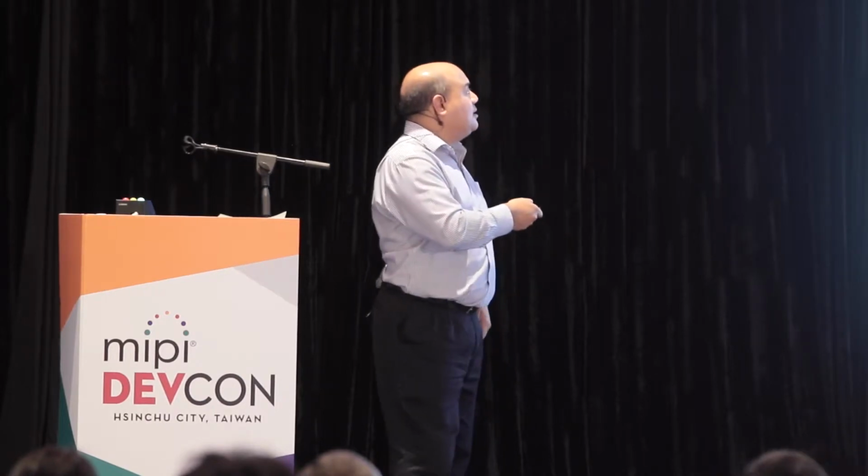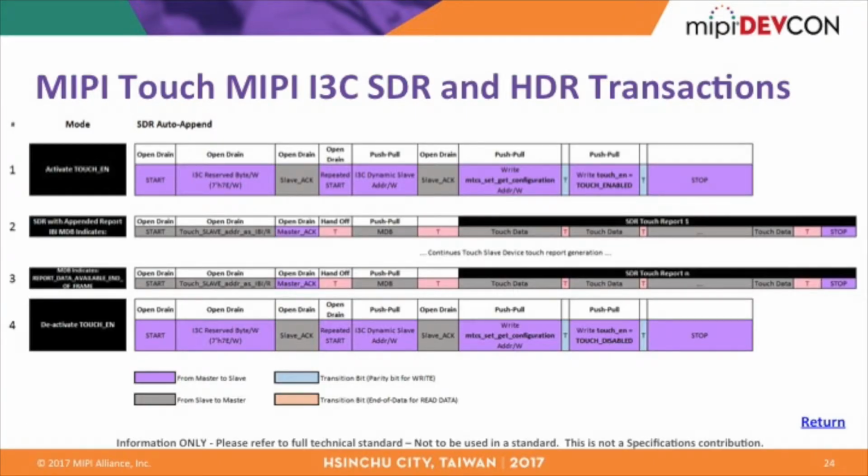Well, now it's time for something completely different. This is the I3C implementation for the touch standard that's been optimized to have the lowest possible latency. And please read the deck to see how these commands interact, but I'll focus on just one key command called touch enable. This touch enable command starts the entire process.